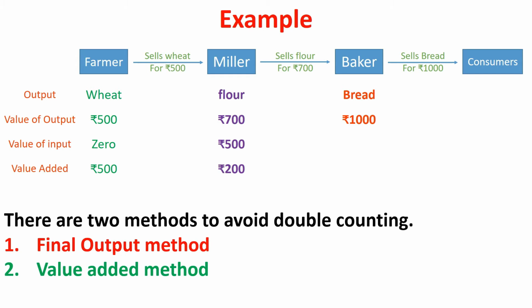The baker used flour worth rupees 700 as intermediate good. His value added is 1000 minus 700 equals 300 rupees. Sum of these value added is equal to 1000 rupees. So we can solve the problem of double counting using these two methods.